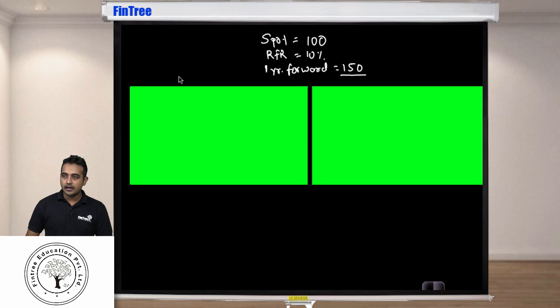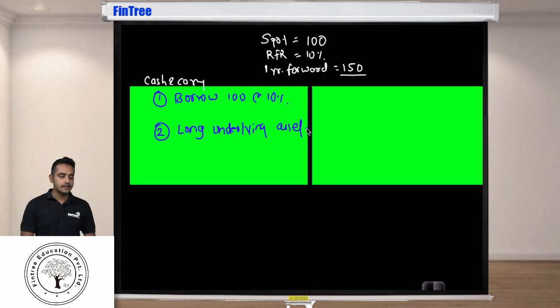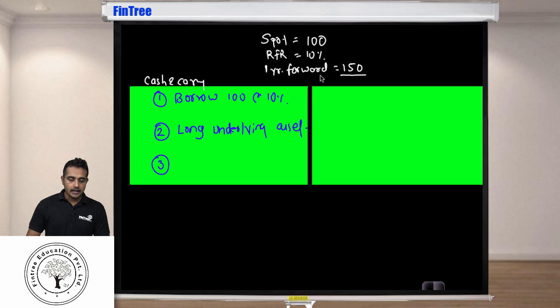So this type of arbitrage, if you remember from L1, we will call this cash and carry. Right? So what do we do here? Step number 1, we go to a bank and we borrow 100 at the rate of 10%. Step number 2, with that money, we take a long position on the underlying asset. Whatever money you borrowed from the bank, you use that money to purchase the asset. Step number 3, you take a short position on the forward contract. So this is what you do today.